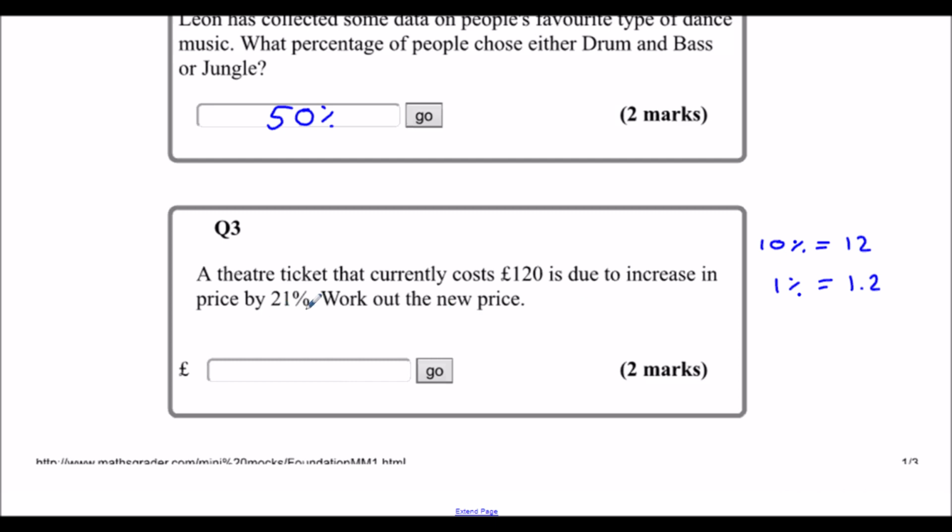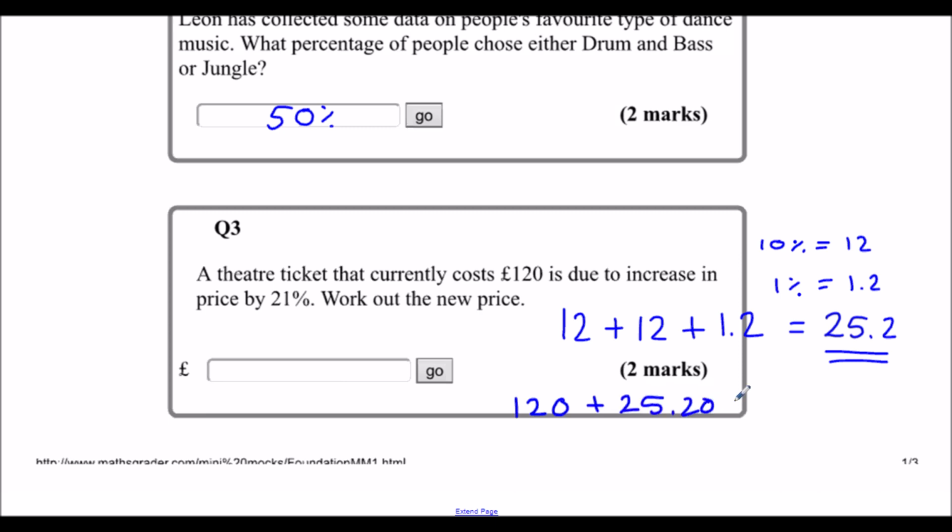So for 21%, I'm going to do 10% plus 10% plus 1%. So 12 plus 12 is 24 plus 1.2 is 25.2 or £25.20. And the new price, so this is 21%, but I need to work out the new price, so it's £120 plus £25.20, which is £145.20.